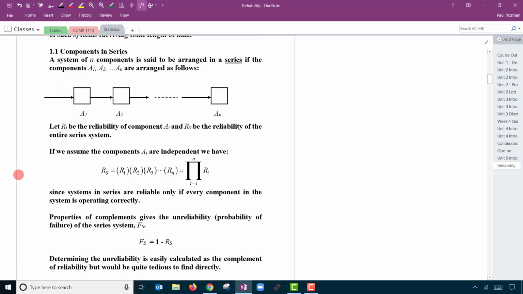If we're interested in the unreliability, what's the probability of such a system failing? Then we can simply do 1 minus the reliability. Because to try to calculate the unreliability directly would be difficult because there are many ways it can fail. If the first piece fails, it fails. If the third piece fails, it fails. If the first and seventh piece fails, it fails. So determining the unreliability directly is difficult, but determining the reliability is easy.